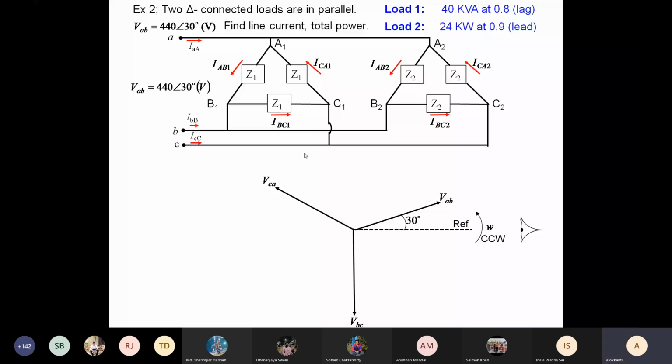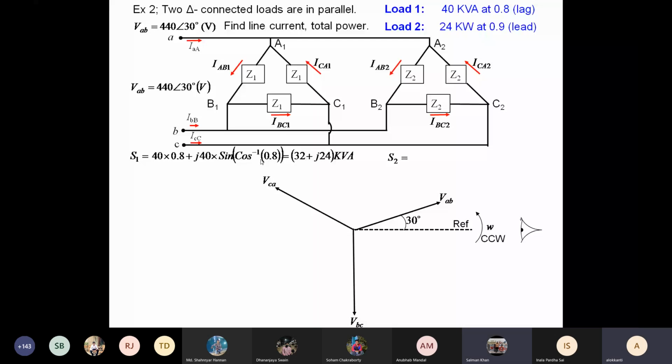So this is S equal to P1 plus JQ1. And these are the steps to find out P1 and Q1. So this is equal to 32 plus J24 kVA. If you take 32 square plus 24 square and square root, you will get that 40. That is given to you. Similarly, find out S2.